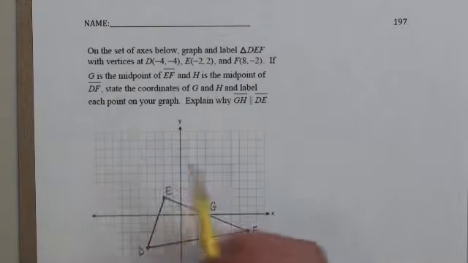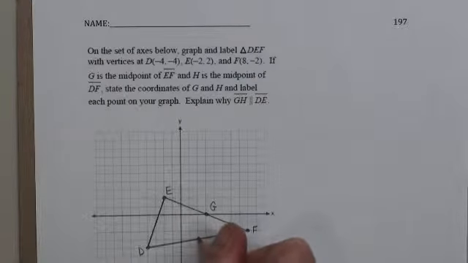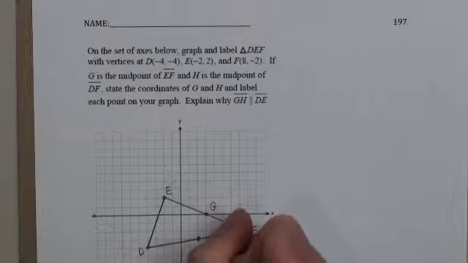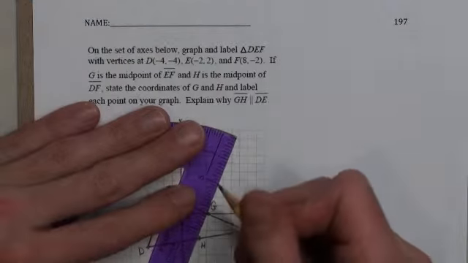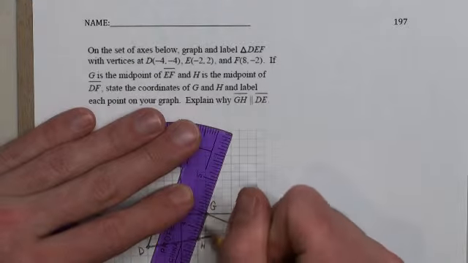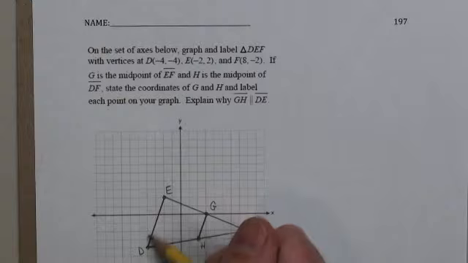And H is the midpoint of DF. Well, to go from D to F, it's 1, 2, 3, 4, 5, 6, 7, 8, 9, 10, 11, 12 to the right and 2 up. So I'm going to go 6 to the right and 1 up. 1, 2, 3, 4, 5, 6, and 1 up. And that is H. So let's connect those two. So that's a mid-segment. It breaks these two sides in half. And this is also 1/2 the length of this.